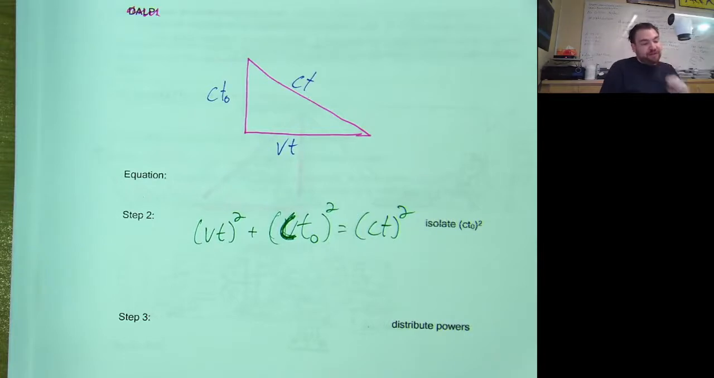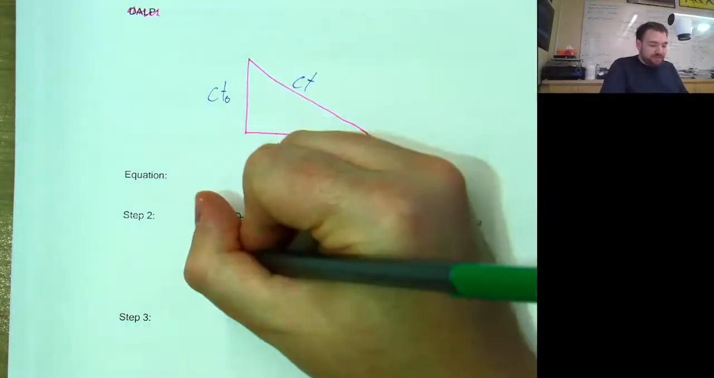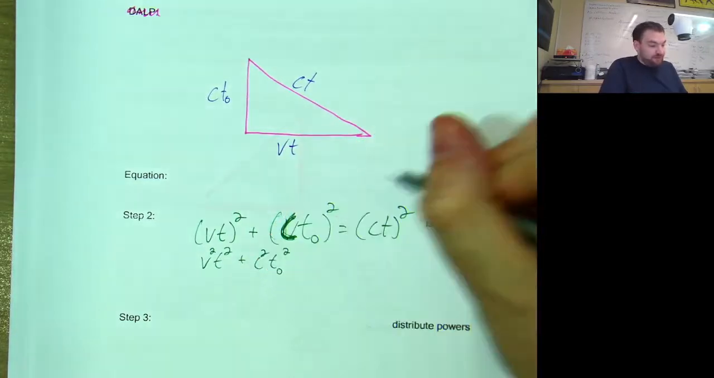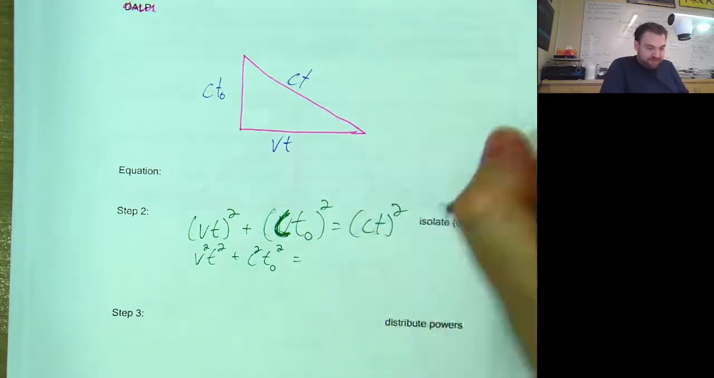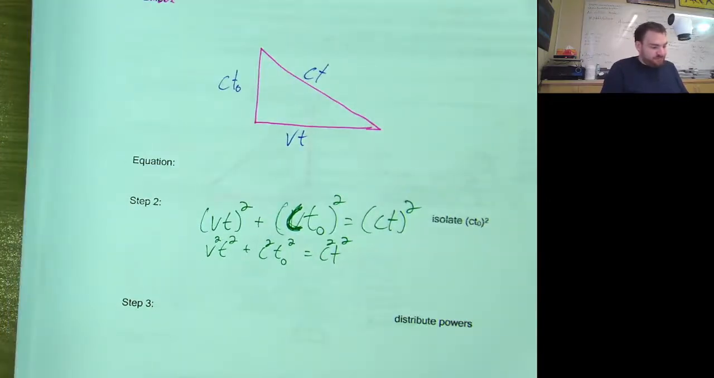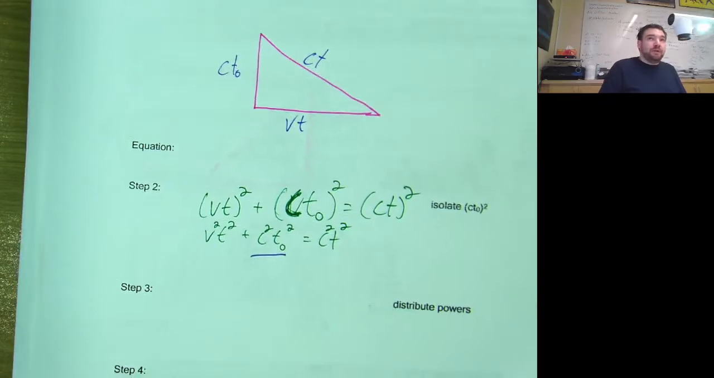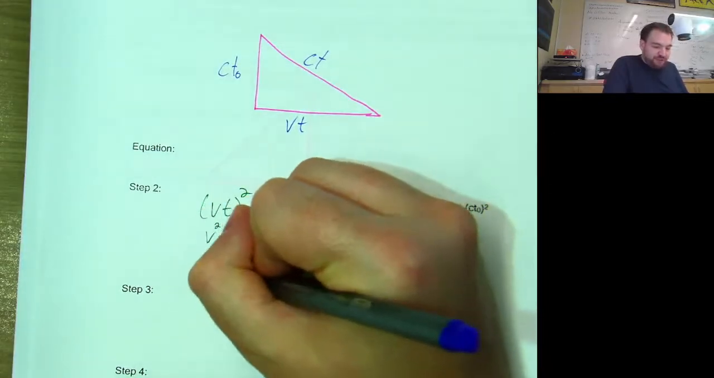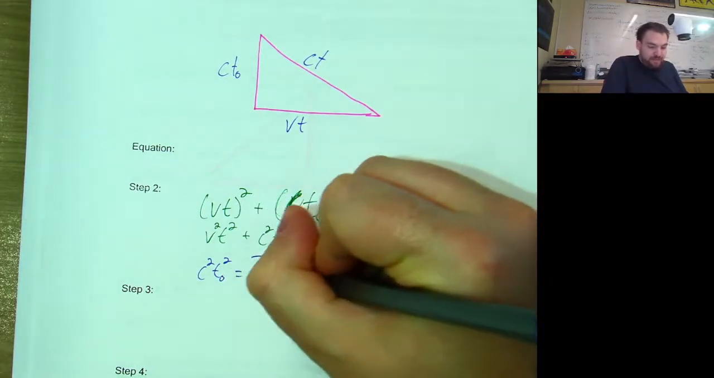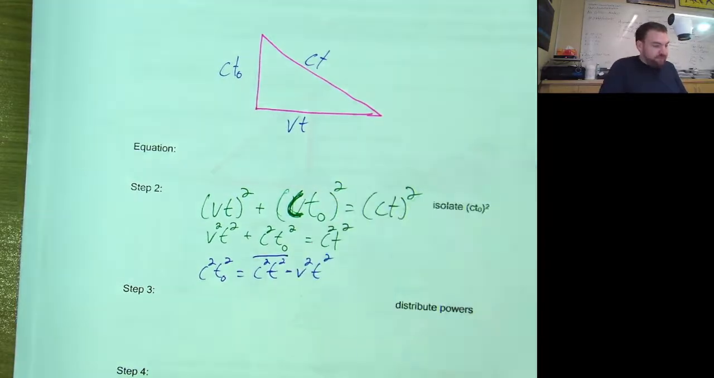So we're going to do some steps here. First we're going to bring in the squared terms. It's going to be v squared t squared plus c squared t0 squared equals c squared t squared. And we're going to isolate for this term here. So we're going to get c squared t0 squared is going to equal c squared t squared minus v squared t squared.